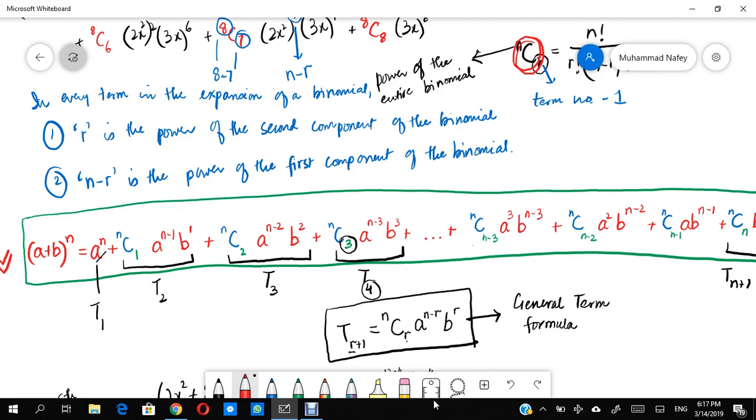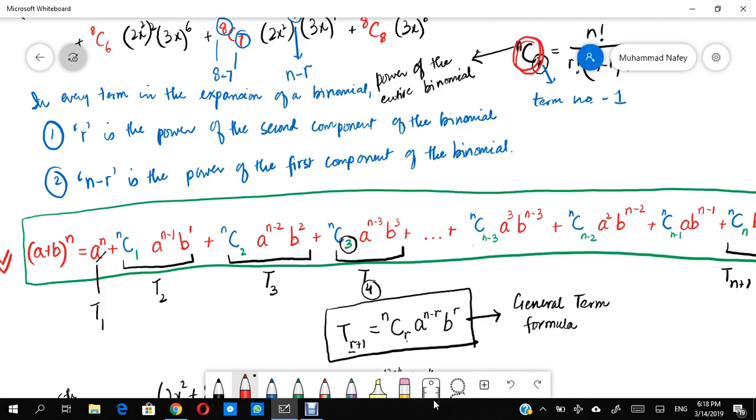And then we observed another thing, that when we apply the binomial coefficient nCr, r is always the power of the second component of the binomial. Then what about the first component of the binomial? Its power is n take away r. And on the basis of that, we derived a general term formula, that is T(r+1) is equal to nCr times a to the power n take away r times b to the power of r.